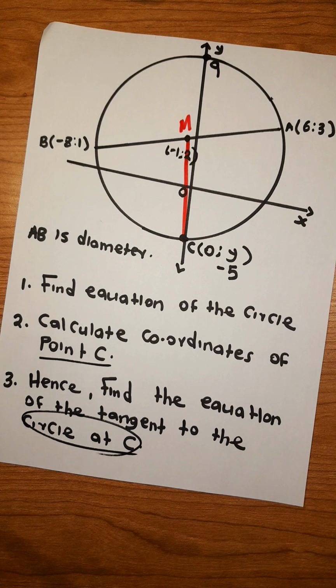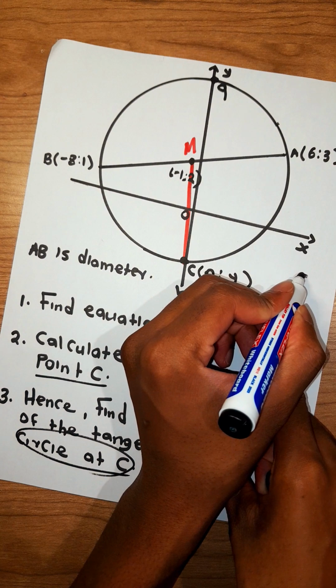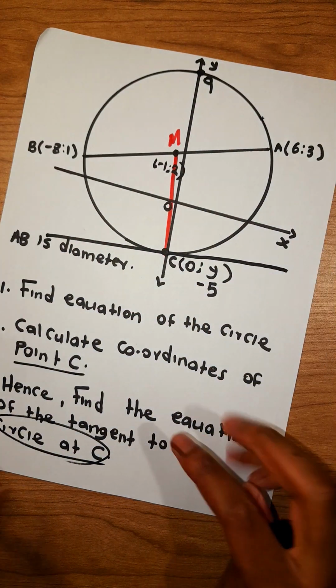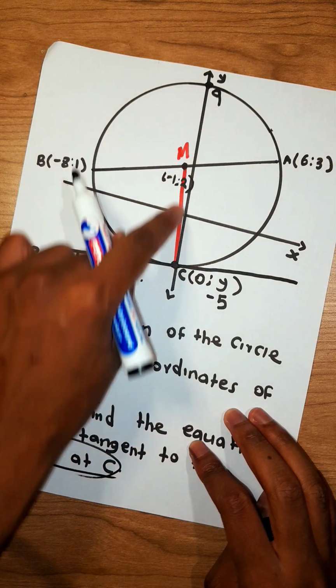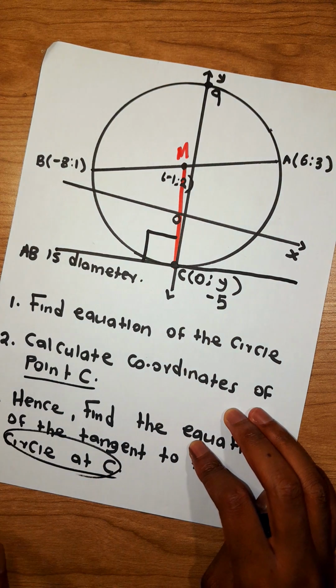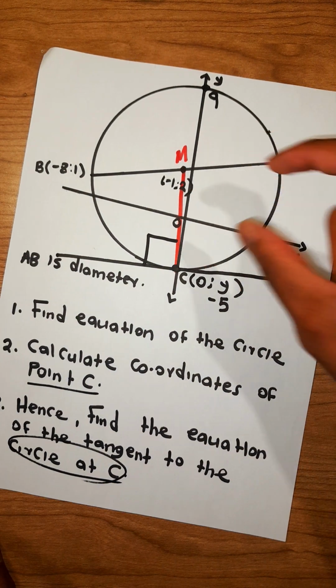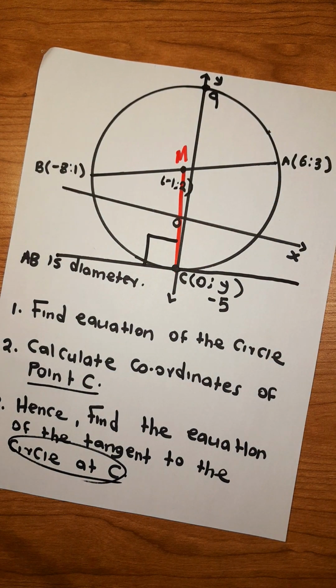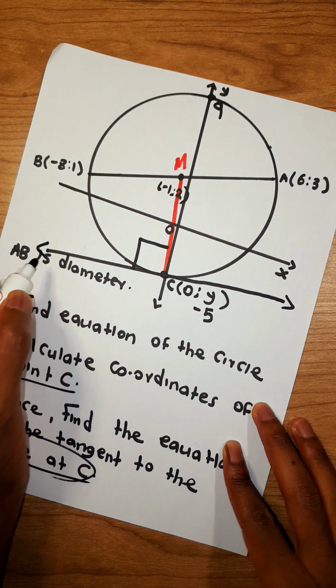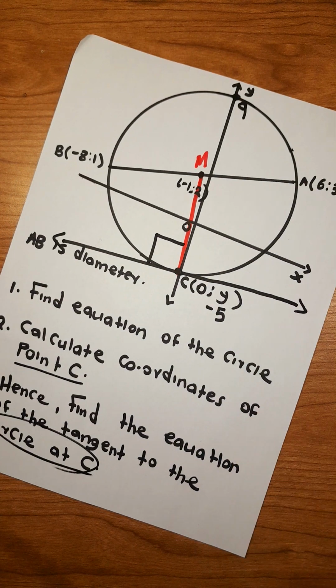And now they say, hence find the equation of the tangent to the circle at C. What's happening with this tangent? We know that this tangent is going to touch the circle at exactly one point. And now, if this is a radius and this is a tangent, we know this is going to give us 90 degrees. The radius is perpendicular to the tangent, or the tangent is perpendicular to the radius, right? So we want to find the equation of this line. How do we find the equation of this line? Well, this is how you do it.